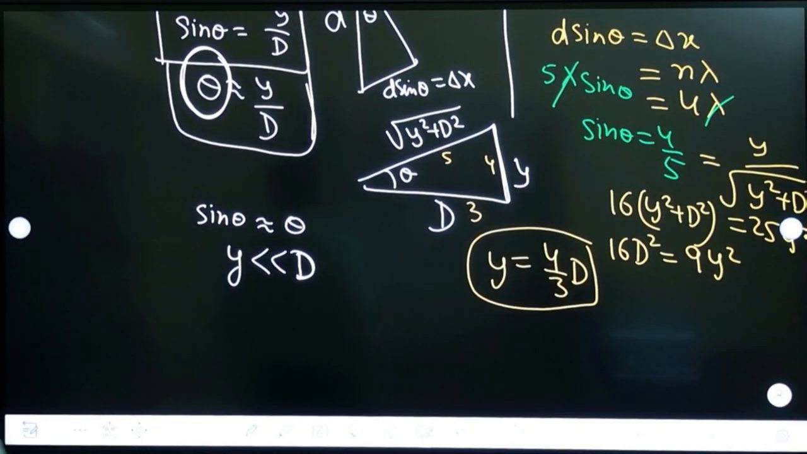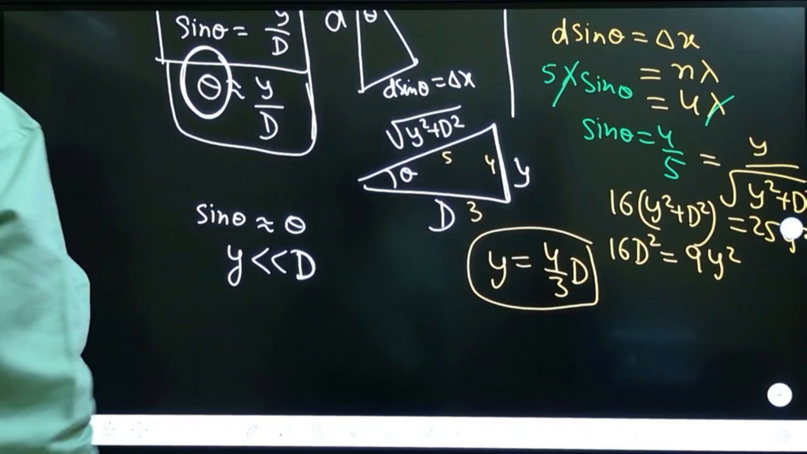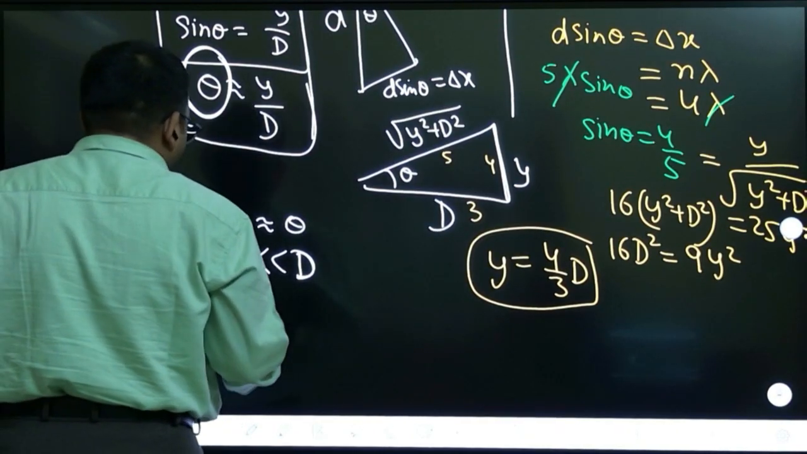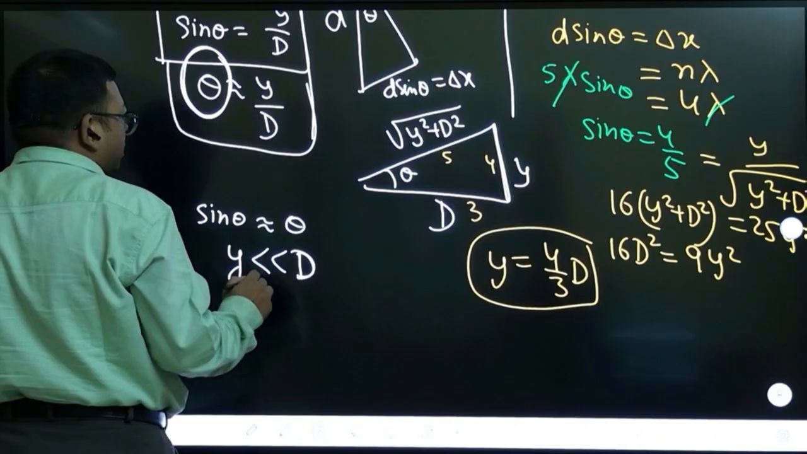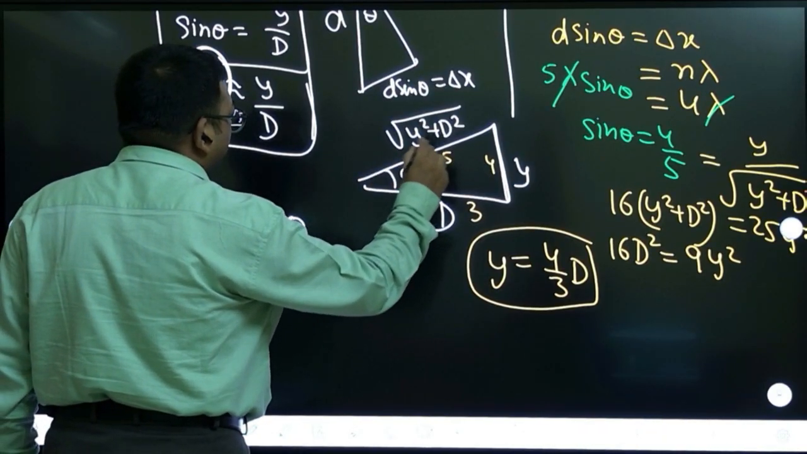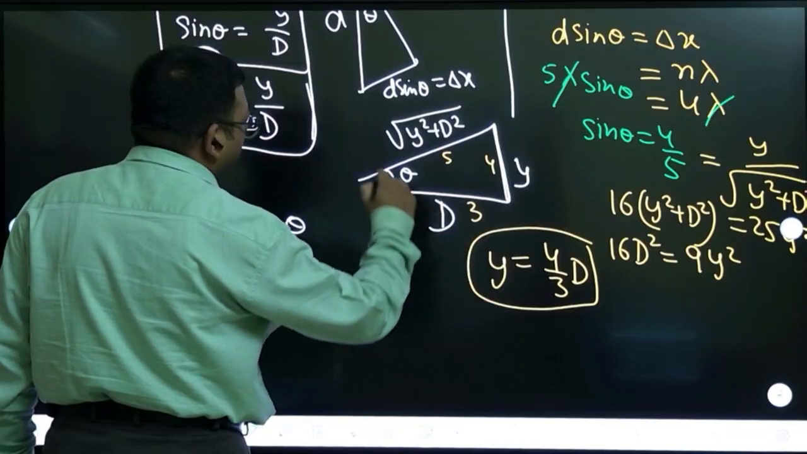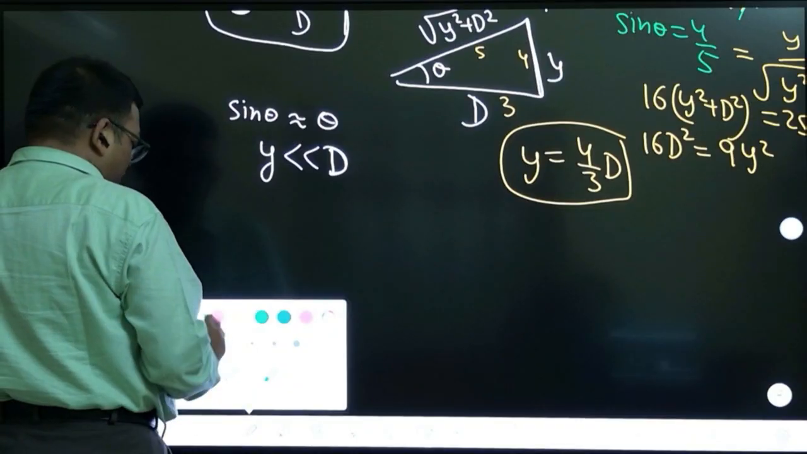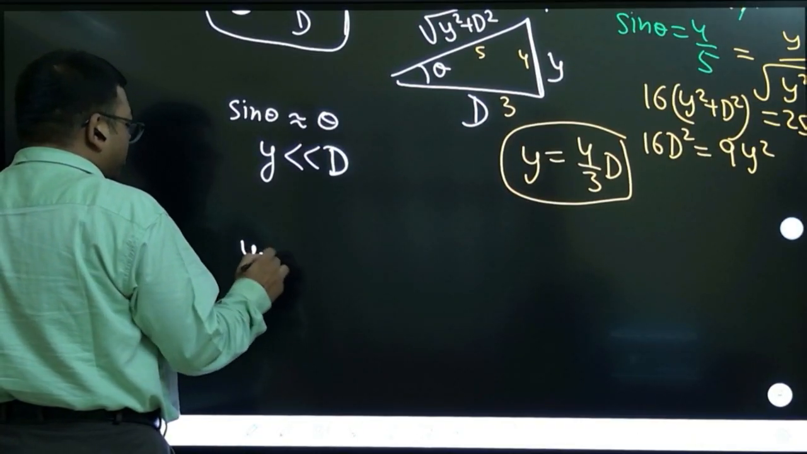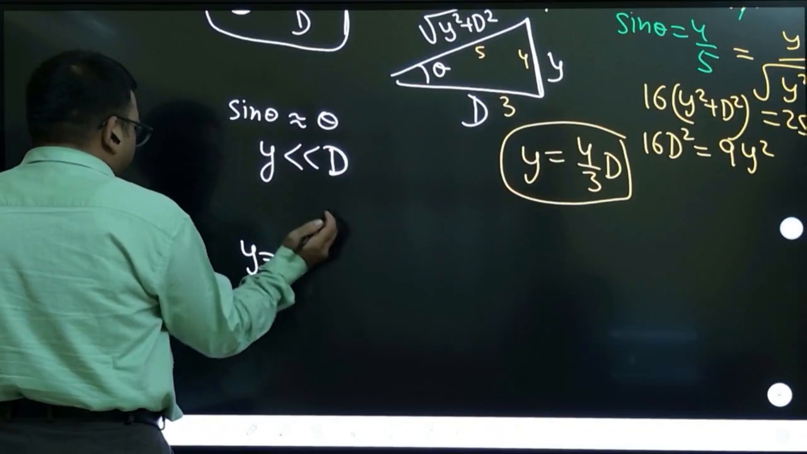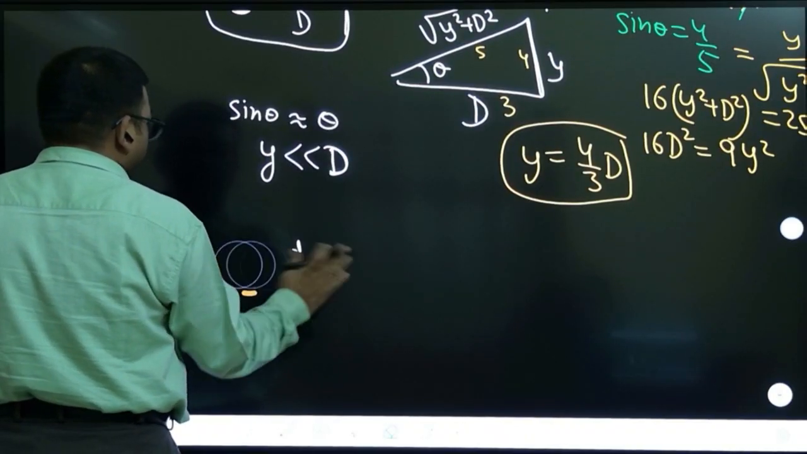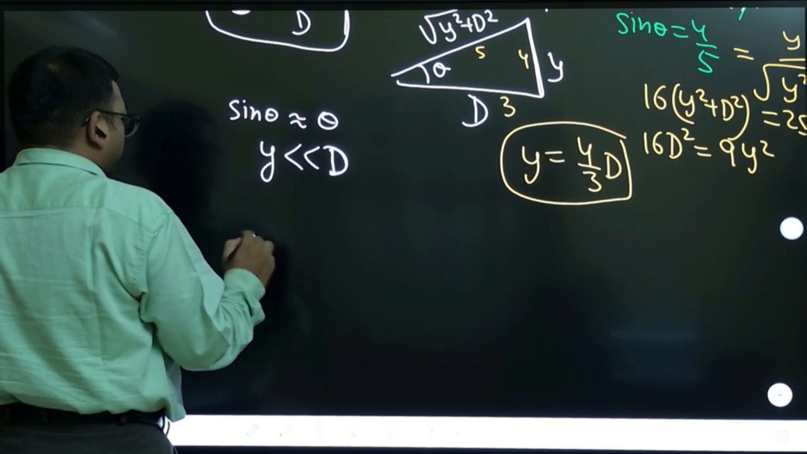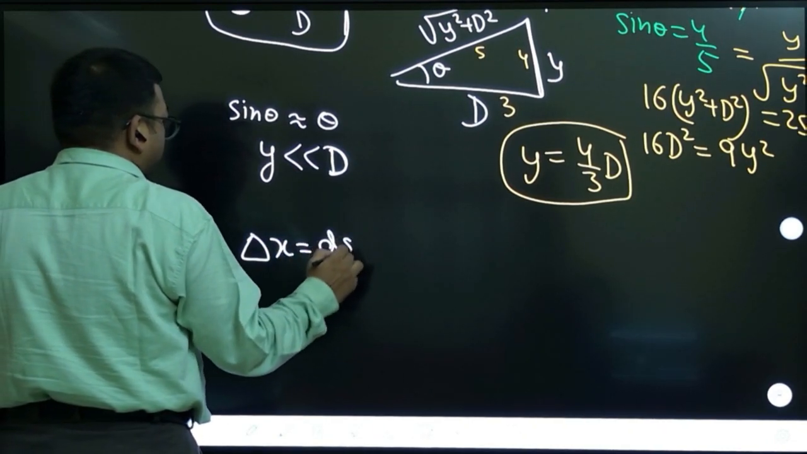Initially we will not know anything. So always use this formula. Here, y square plus D square and D are almost the same. I think this is not going to give a proper way. Better you use the normal formula. Delta x is equal to the path difference. Delta x is d sin theta.